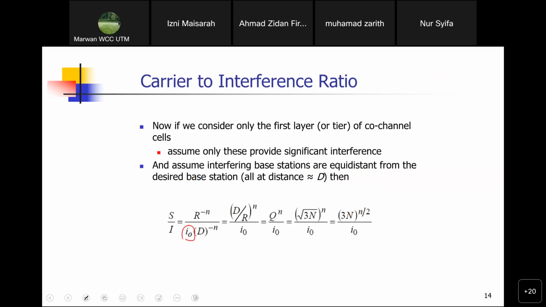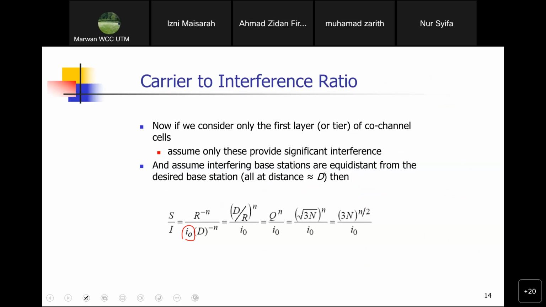How many co-channel cells around you? In our case, normally we take 6. There are 6 co-channel cells around our cell because we approximate our cluster to also be a hexagon.